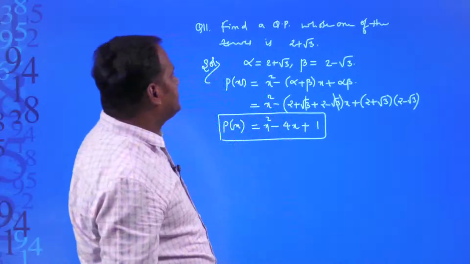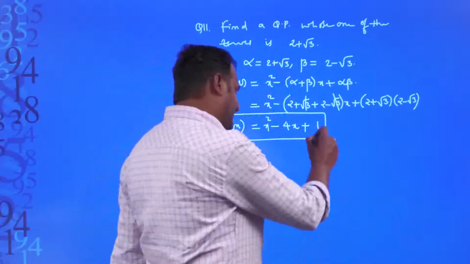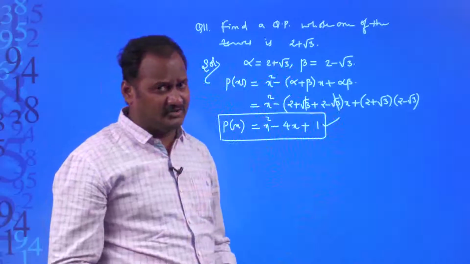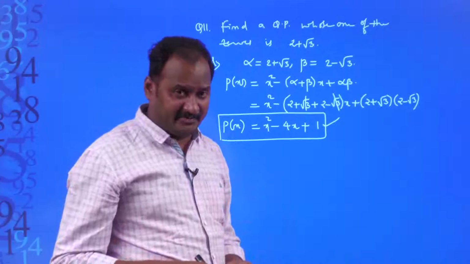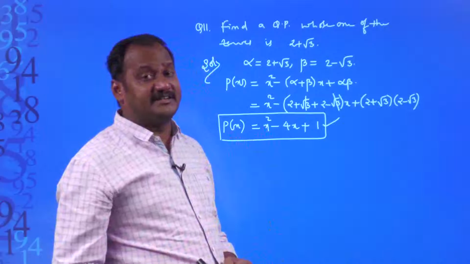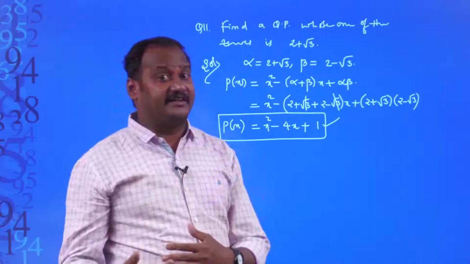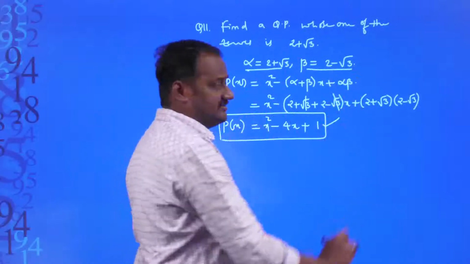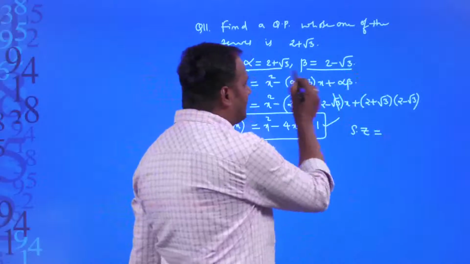And then suppose this is the quadratic polynomial x square minus 4x plus 1. Without actually finding the zeros of this quadratic polynomial, I just want to know what is their sum as well as what is their product. Did you get my point? You are given a quadratic polynomial and I am going to find what is the sum and what is the product of the zeros of the polynomial without actually finding the zeros. See, for example, 2 plus root 3 is one 0 and 2 minus root 3 is the other 0. Now I can easily say what is the sum of zeros. Sum of zeros is equal to alpha plus beta.